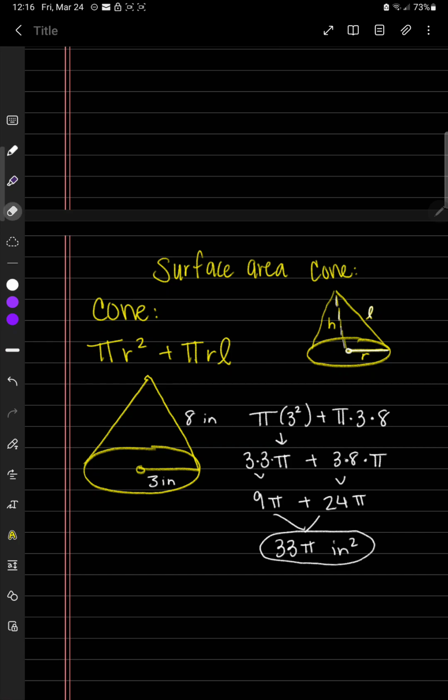So if I change these numbers, let's say here we have 5 and 9. All of this is going to be repeated exactly the same. So r squared is now 5. R is 5. 9 is RL. This is now 5 times 5. 5 times 9. So this is 25, 45. And then we do 45 plus 25. That's going to be 70 pi. 70 pi inches squared. So those same steps repeat over and over when you're given R and L.